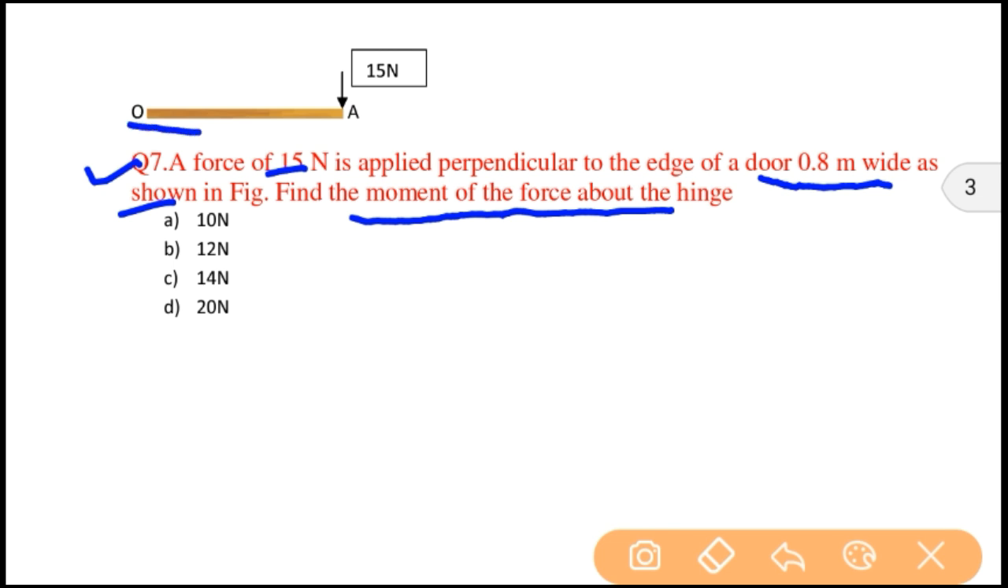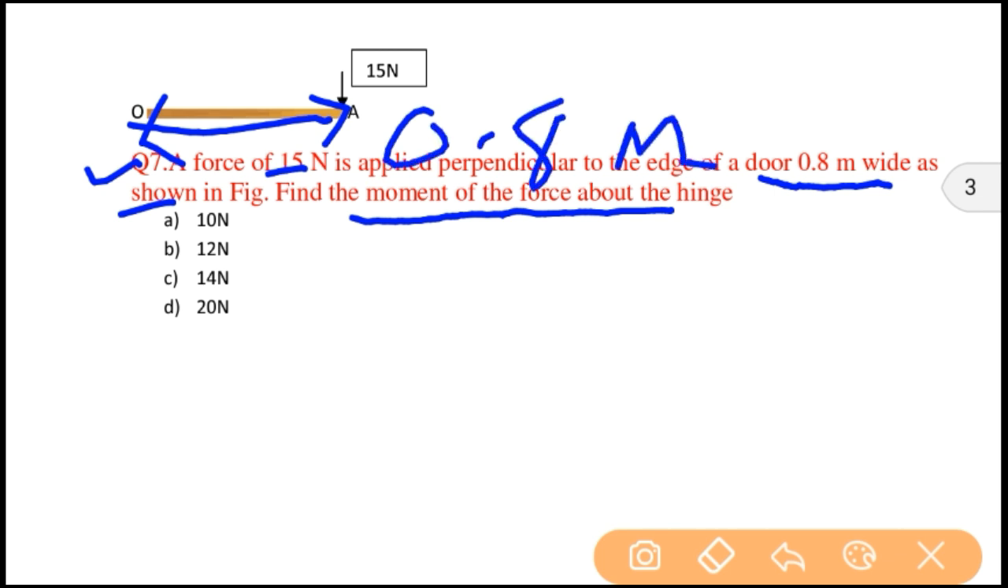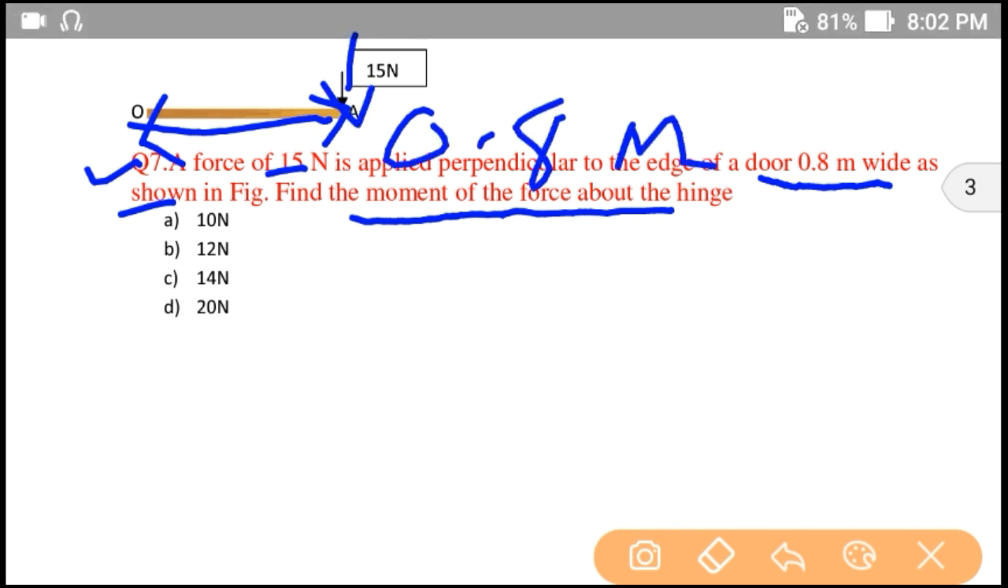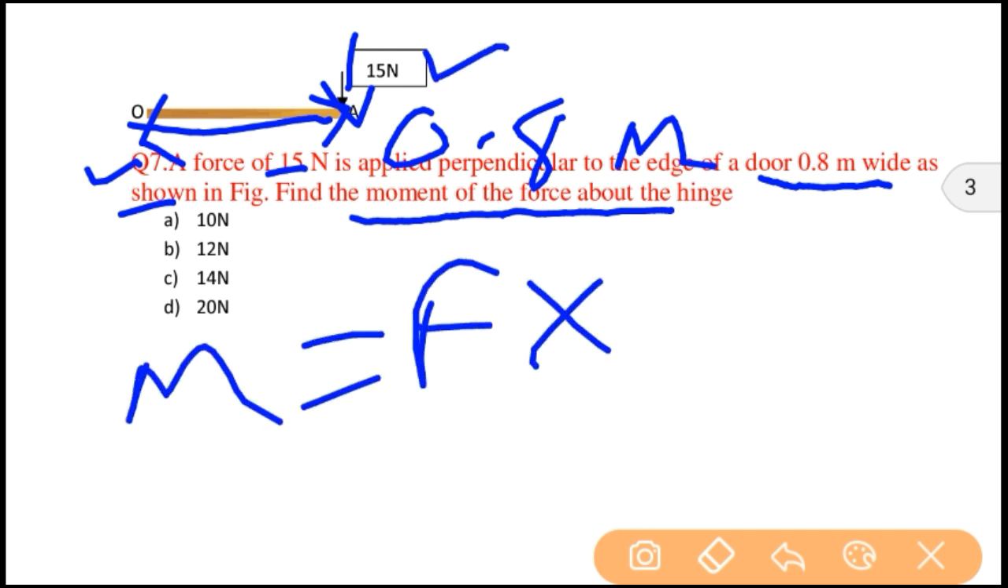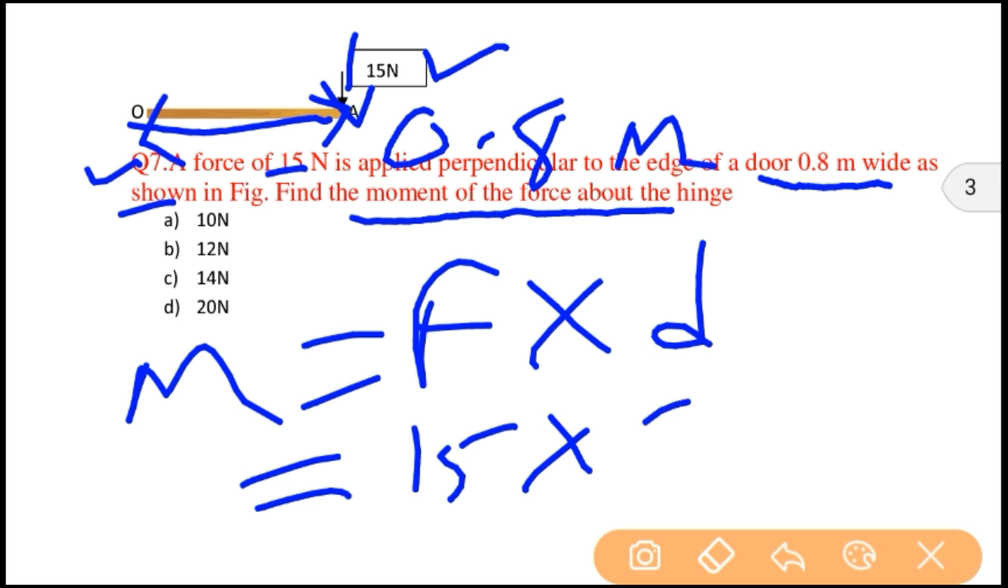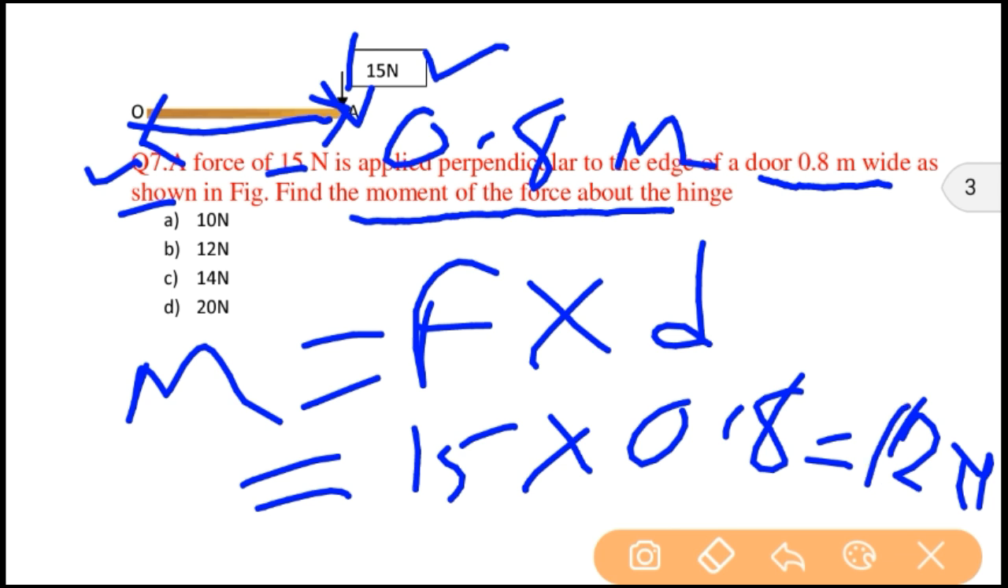So here we have a door whose width is 0.8 meter and the force applied is 15 Newton. Moment equals force into distance, that equals 15 Newton into 0.8, that equals 12 Newton-meter, which is the correct answer. So option B is the correct answer.